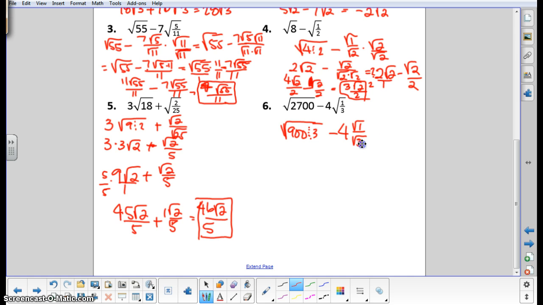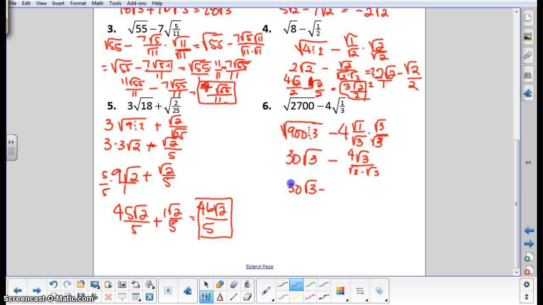So we know after we split it that we can multiply. We have to get rid of this root 3 in the denominator. So we're going to multiply by root 3 over root 3. Okay, square root of 900 is 30 times root 3 minus 4 root 3 over root 3 times root 3. And this denominator simplifies as just 3.